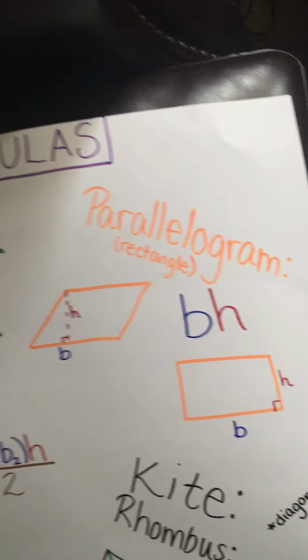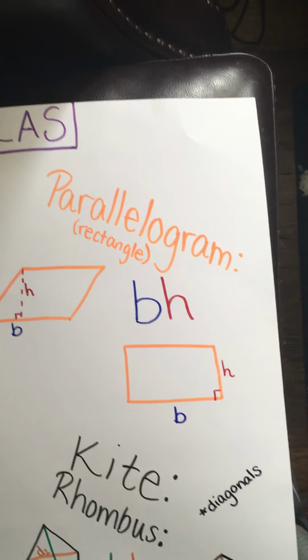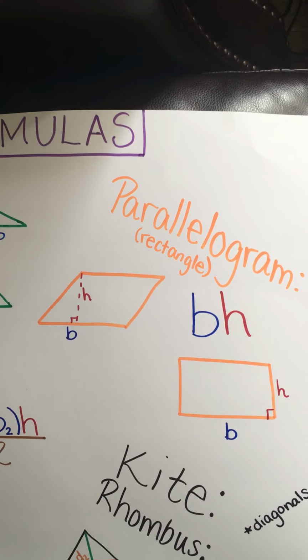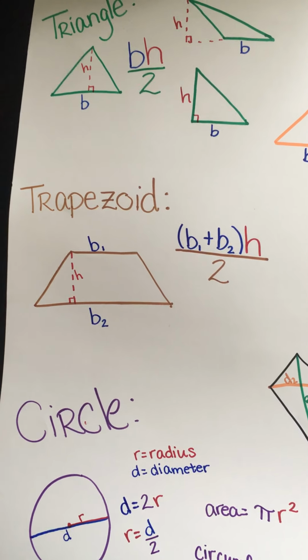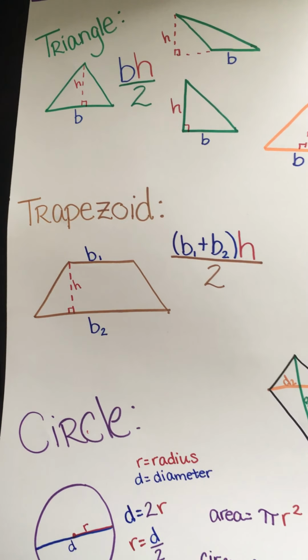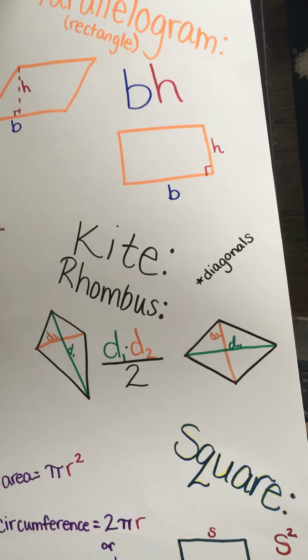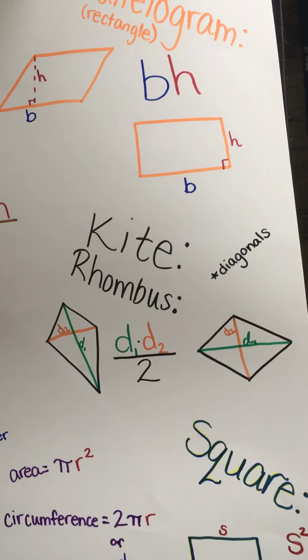Your parallelogram or rectangle use the same formula, which is base times height or length times width. Again, there's 2 examples for it. The next one is a trapezoid. For a trapezoid, you add the 2 bases together, multiply that by your height and divide by 2. Lastly, you have your kite and rhombus, which involve your diagonals. So you multiply the 2 diagonals together and then divide that by 2 as well.